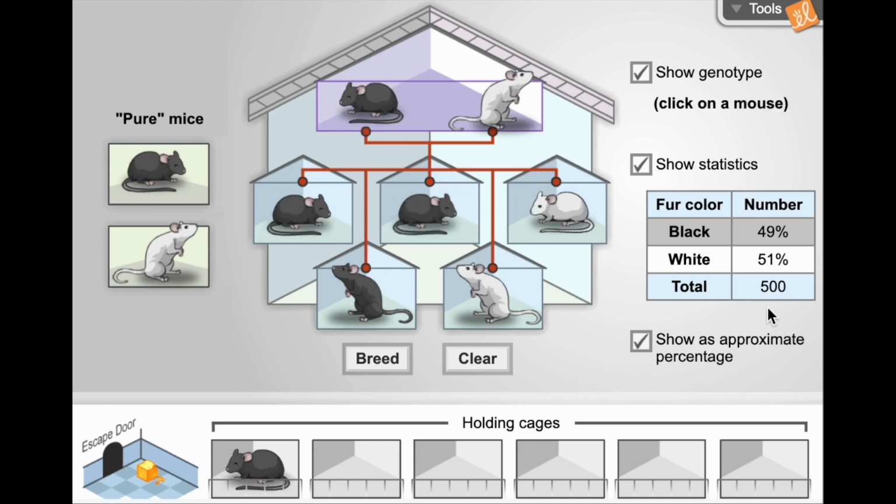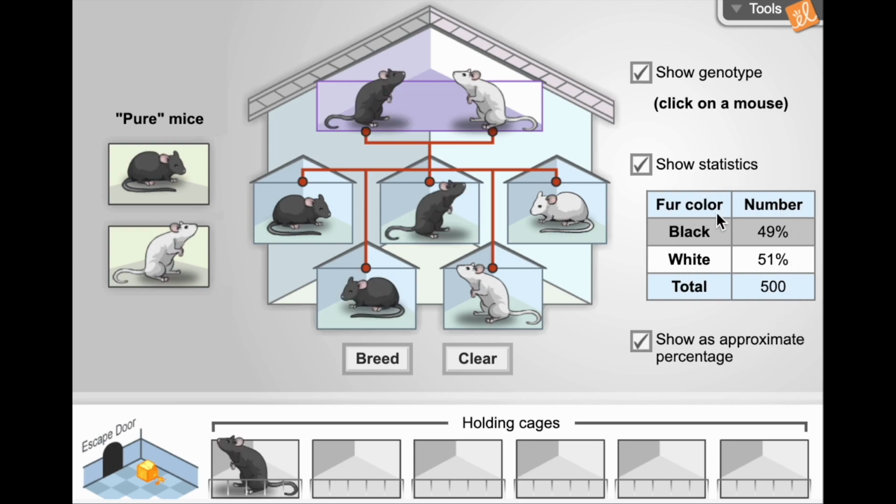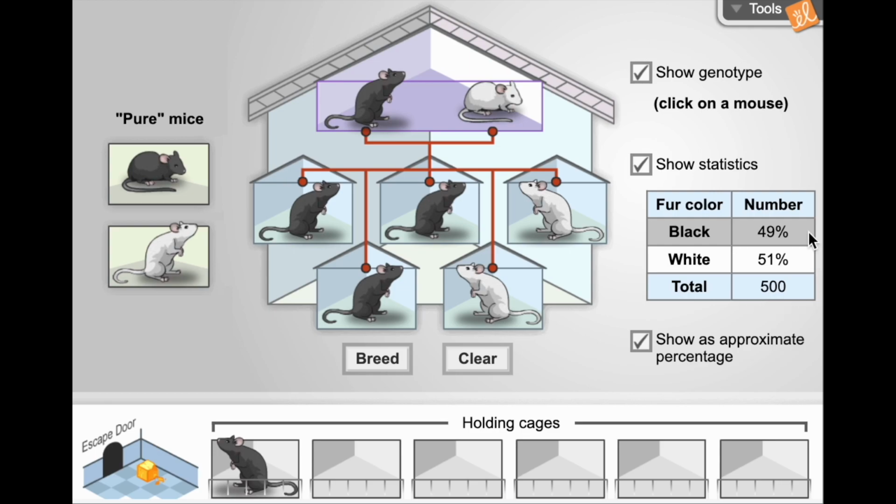We have our 500 number. Fill out your Punnett square on the two mice that we just crossed, and we'll be able to see how accurate the Punnett square truly is.